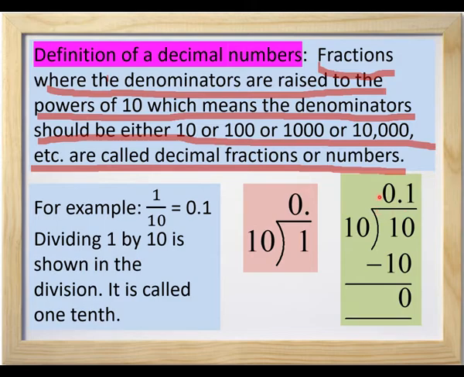Now children, this 0.1 is the quotient of 1 by 10. That means the decimal fraction 1 by 10 can be written as 0.1, and this point is called the decimal point. Understood, children? And the answer, that is 0.1, is called 1/10. Understood, children?